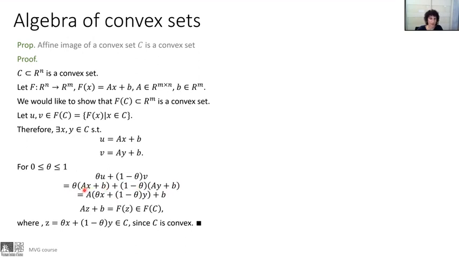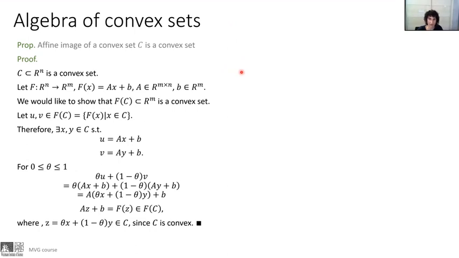Then we take into account the linearity of A, and we gather the elements and take them inside A. So A times this element plus b. Since we know that C is convex, then we know that θx + (1-θ)y is also in C, because x and y are in C. Therefore, we have a new element, which we call z, which resides in C, such that it can be written as Az + b. Therefore, it's the mapping of z, and therefore it belongs to the mapping of C. Okay? Is this clear? It's very useful.